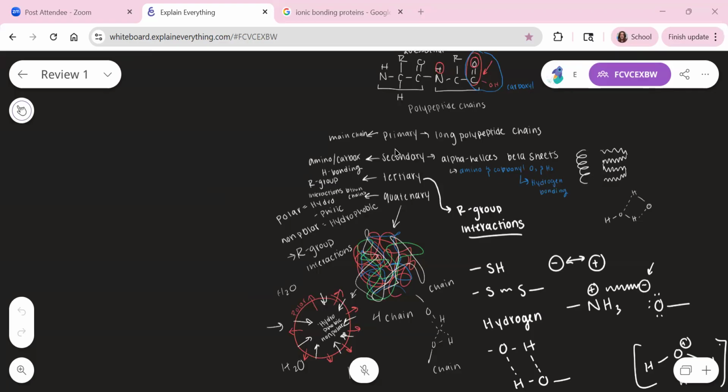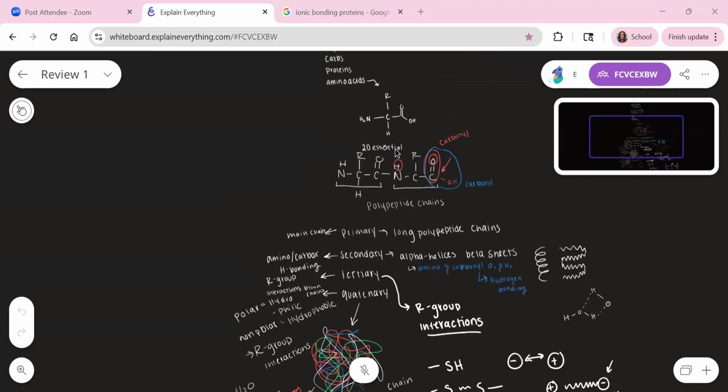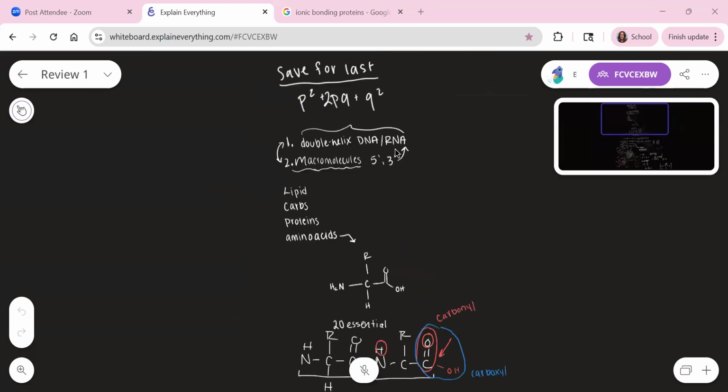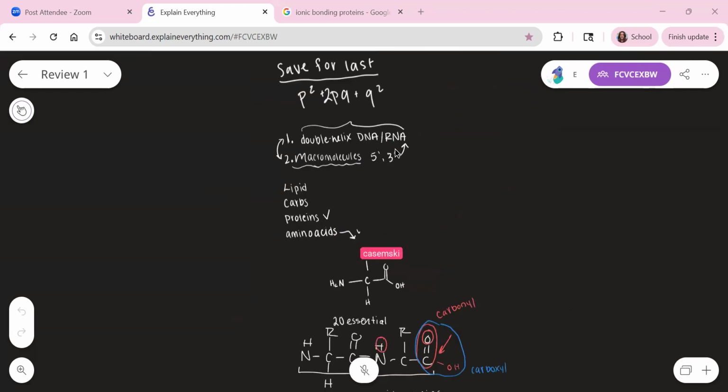I think that's good. Okay. So now that you guys have proteins and you kind of know some of those interactions, should we move? Okay, so we got these two done. Should we move on to carbs? Are you guys good with moving on to carbs? Yeah. Okay.